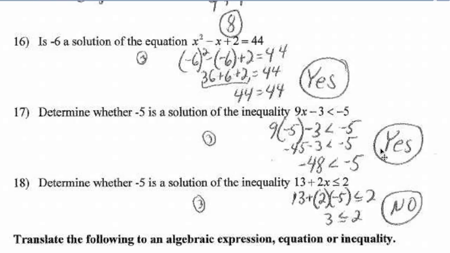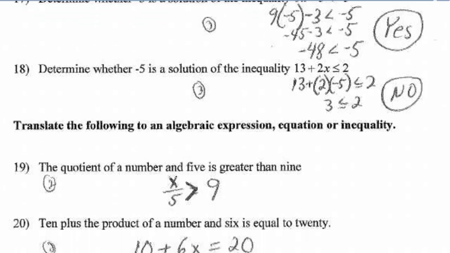And if all you wrote was yes, I took the points off. You had to show why, just like in our homework questions that we dealt with, that you had to justify your answer. And then again, number 18, here in 18, when you substitute, we get a false statement. 3 is not less than or equal to 2, therefore negative 5 is not a solution.